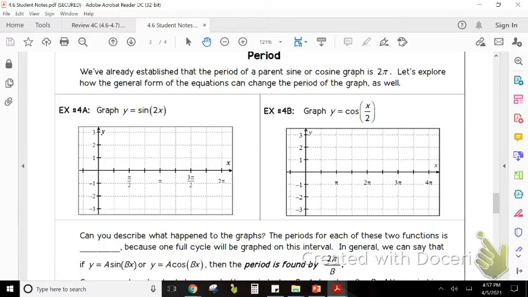So we were talking about example 4a, where we were graphing y equals sine of 2 theta. And so we said it was sine, and so we were using our parent sine table. Remember, sine starts at 0 in the middle, and it goes up, and then it has to come back down, and then it goes back up.